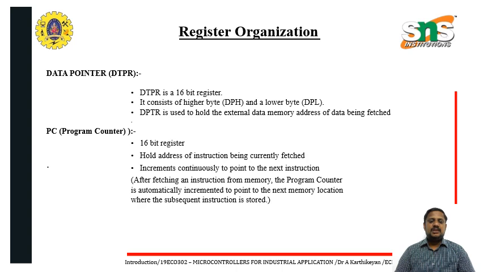And the program counter is also a 16-bit register. Both the DPTR and the program counter are 16-bit registers. The program counter holds the address of the instruction currently being fetched, and increments continuously to point to the next instruction. After fetching an instruction from memory, the program counter is automatically incremented to point to the next memory location, the subsequent instruction. That's the main difference between the DPTR and the PC.